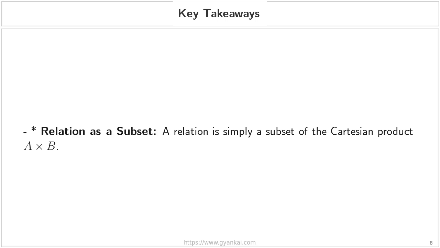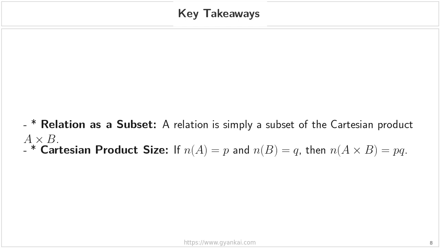First, it is vital to keep this fundamental definition in mind. A relation is simply a subset of the Cartesian product A cross B. This is the foundation that allows us to use subset logic to find our answer. Second, remember how we determine the size of that Cartesian product. If the number of elements in set A is P and the number of elements in set B is Q, then the number of elements in A cross B is simply P times Q.